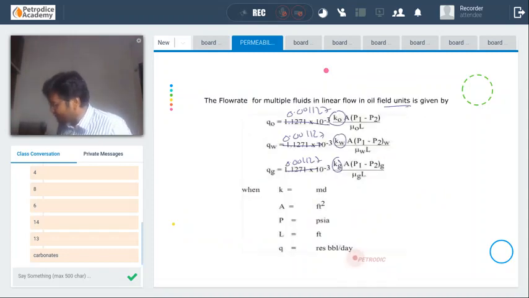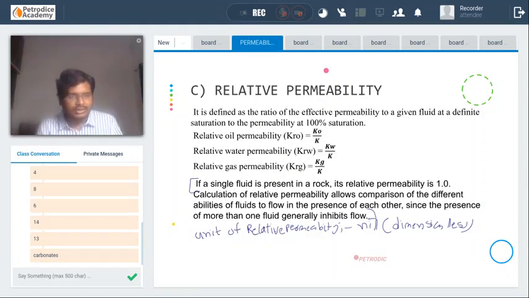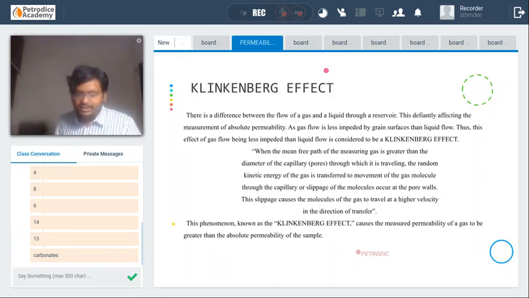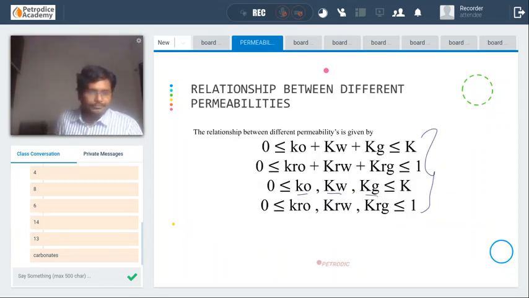Up to now, does anybody have any doubts? Any doubts at all regarding porosity or, up to now, permeability? Tomorrow we will start with effective permeability, that is the Klinkenberg effect. Okay, guys. That's it.